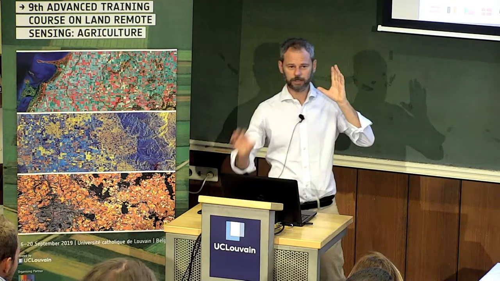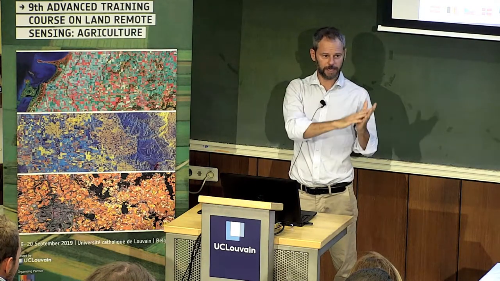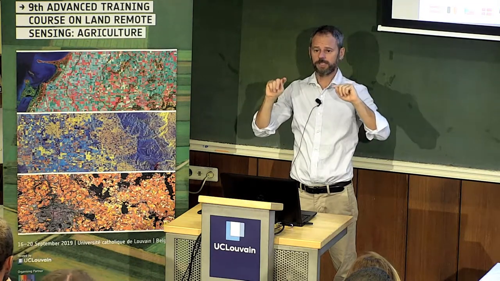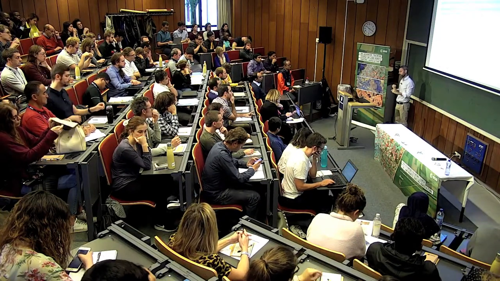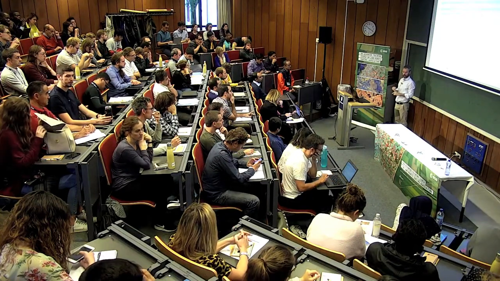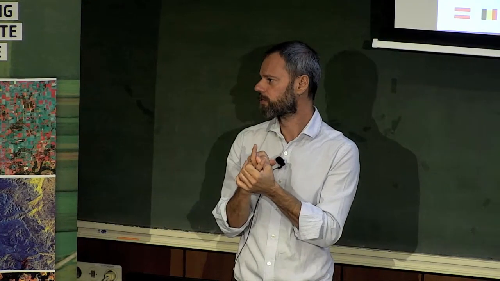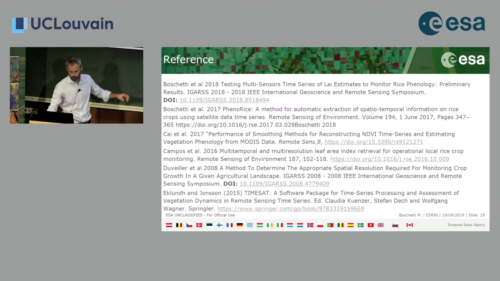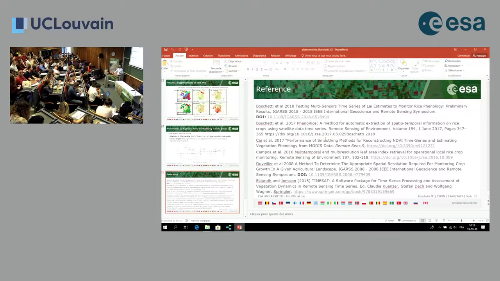The main message that I wanted you to take is that with the temporal series of a VI or a leaf area index, we are able to detect specific points, and those specific points are related to the management of the crop and the physiology of the crop. So this information is useful for doing crop monitoring, okay? Again, you will have all the references there. Do you have any questions about those?